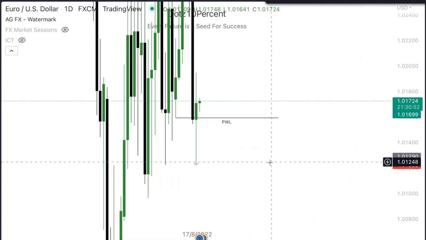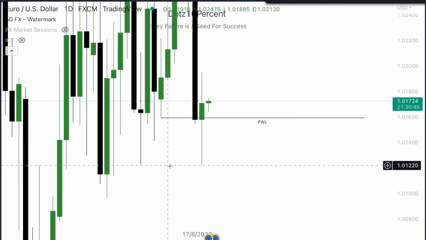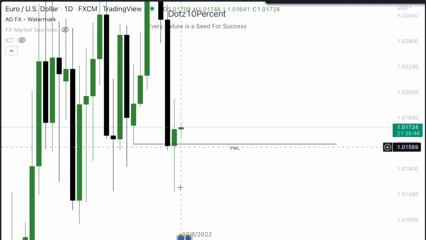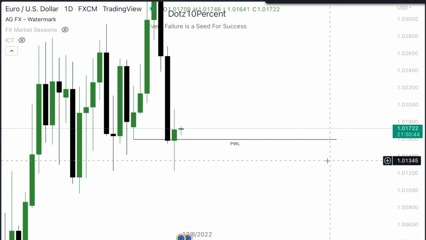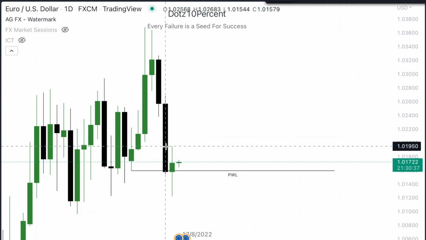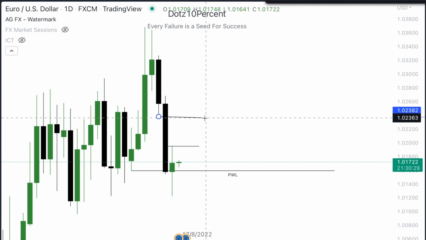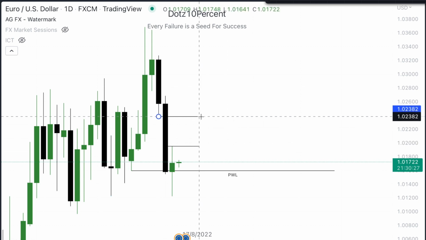First things first, let's get rid of all of this. This is yesterday's daily candle. What can we mark? We can mark this previous daily high, right? But even beyond this, what can I mark? We don't have to just mark this previous daily high. We can mark this whole imbalance here.